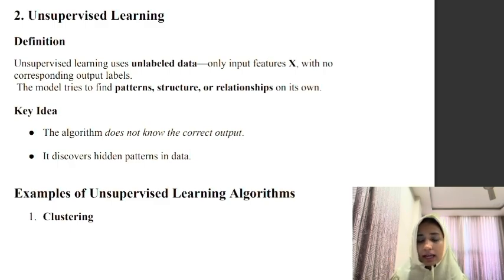So what is the key idea? The algorithm does not know the correct output. In the previous one it knew the output, but in this it does not know the output. It discovers hidden patterns in the data. So it has to find patterns, structure or relationships on its own.